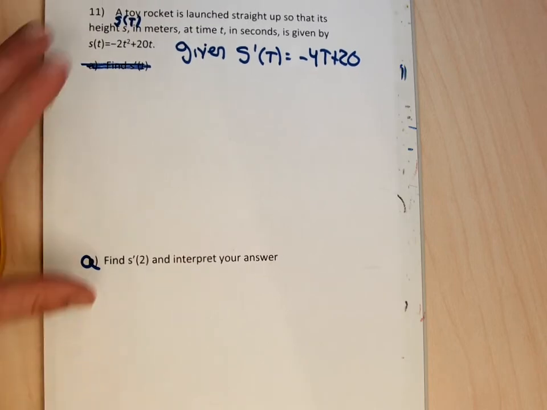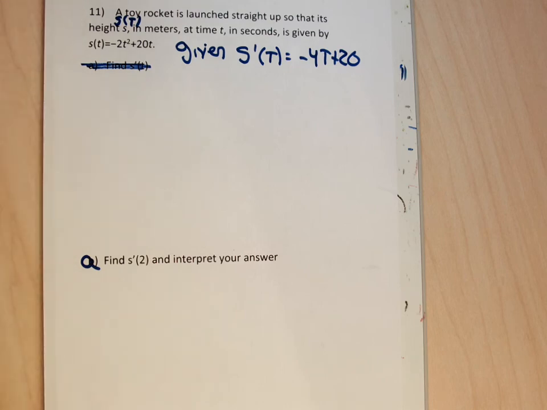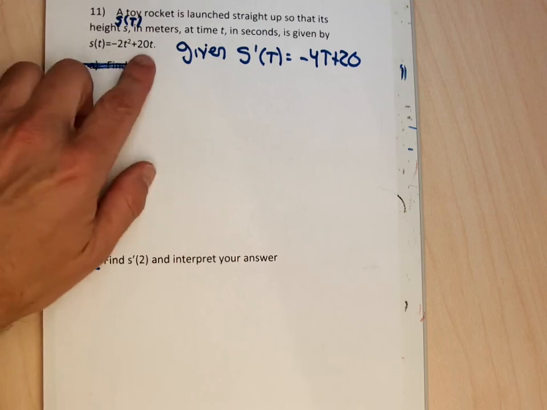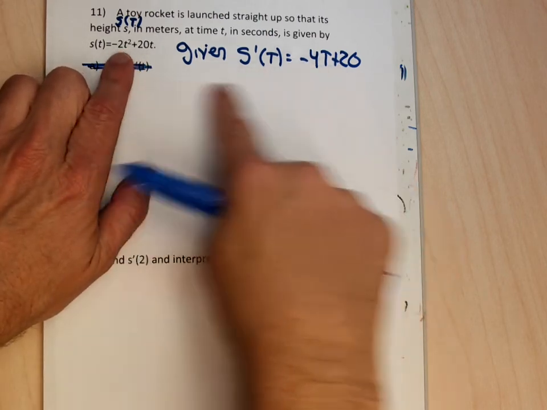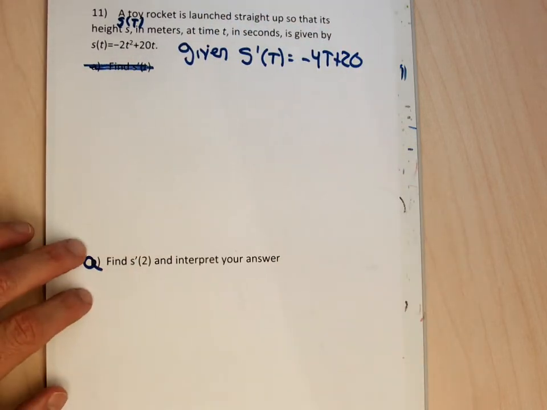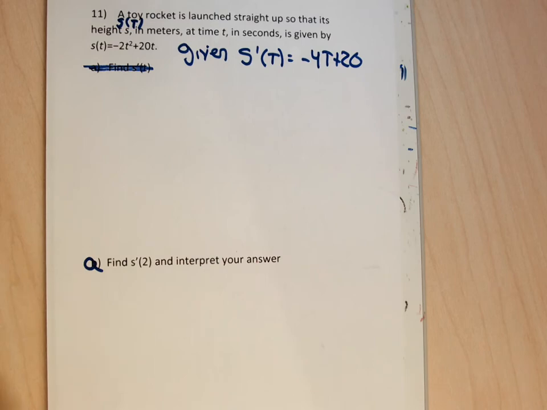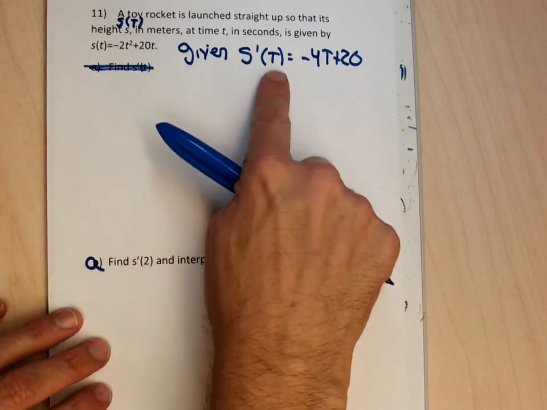And I'll go ahead and change this problem so that if you open this problem up, it will no longer have a part A and a part B. It'll just kind of all fit together. But you're going to be asked to find s prime of a number, or evaluate the derivative at a number. I'm going to give you the derivative.